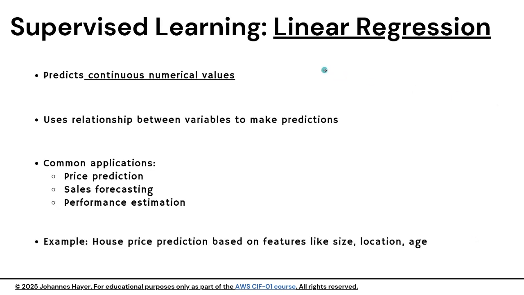So unlike logistic regression that gives us categories, linear regression predicts actual numerical values on a continuous scale. Think about predicting house prices. You might consider factors like the house size, its age, number of rooms, and location. Linear regression helps us understand how each of these factors contributes to the final price. It draws a line through our data points that best represents the relationship between these features and the price.